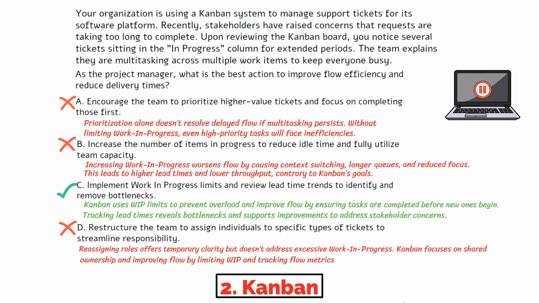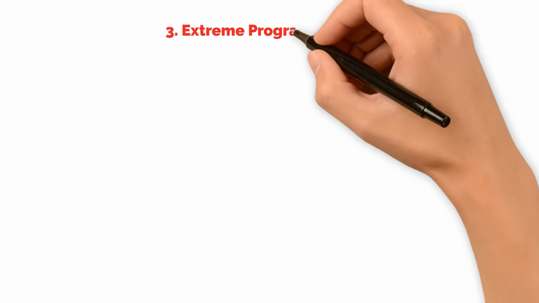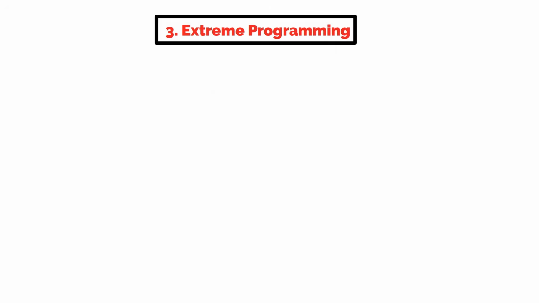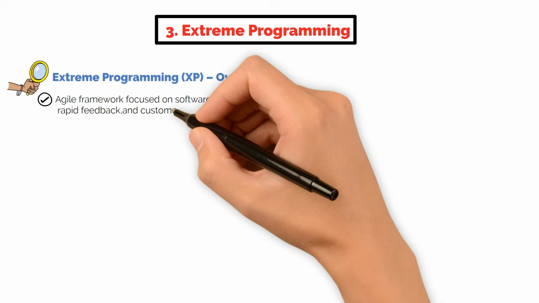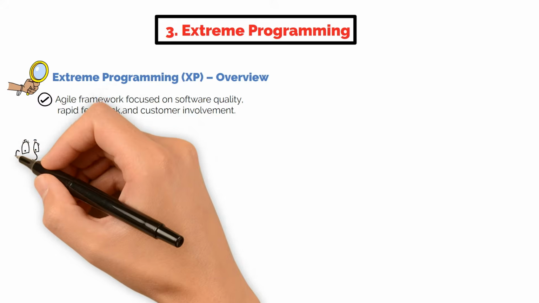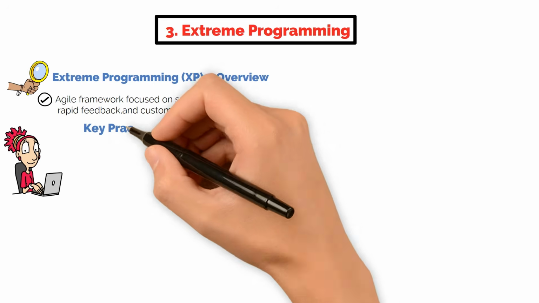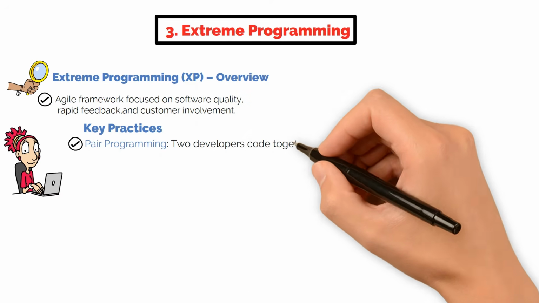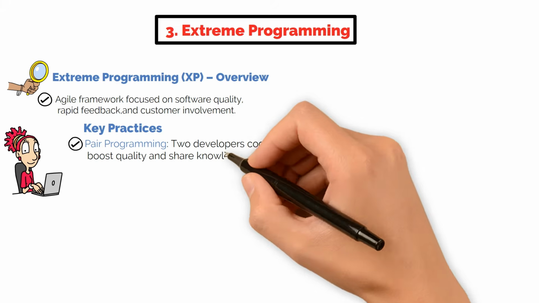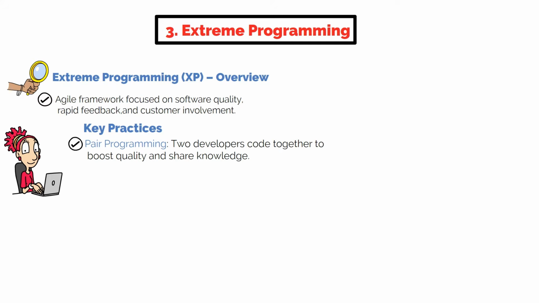Okay, let's move on if you're ready. 3. Extreme programming. Extreme Programming, XP, is a software-centric Agile framework that emphasizes technical excellence, rapid feedback, and customer involvement. XP practices include: pair programming, when two developers work together on the same code, improving quality and knowledge sharing.